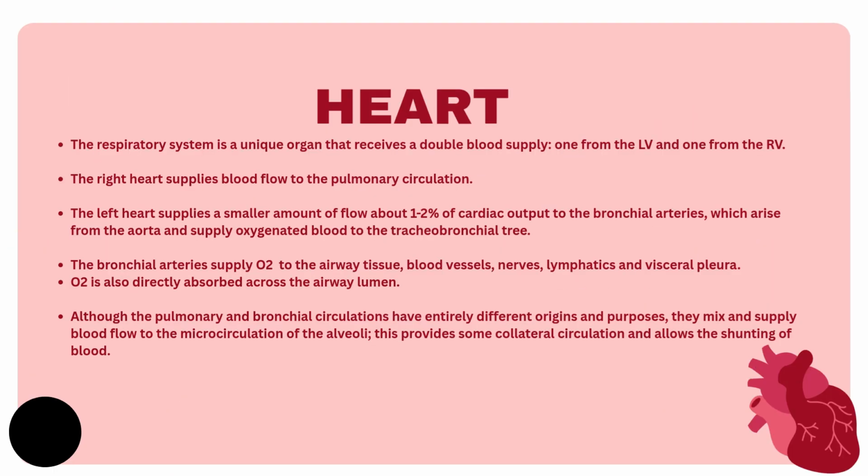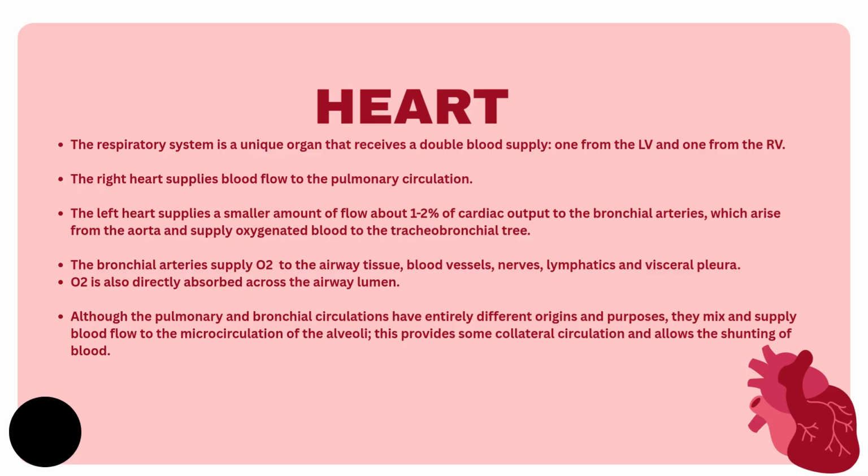Alright, so let's start with the heart. The respiratory system is a unique organ that receives double blood supply. One from the left ventricle and one from the right ventricle. The right heart supplies blood flow to the pulmonary circulation, and the left heart supplies a smaller amount of flow, about 1 to 2% of cardiac output, to the bronchial arteries, which arise from the aorta and supply oxygenated blood to the tracheobronchial tree. The bronchial arteries supply oxygen to the airway tissue, blood vessels, nerves, lymphatics, and visceral pleura. Oxygen is also directly absorbed across the airway lumen.